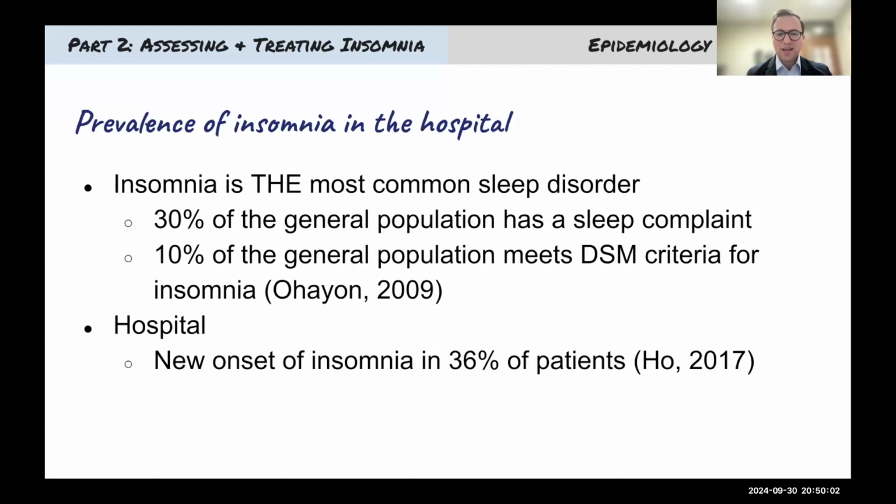For context, insomnia is the most common sleep disorder. It's prevalent in about 30% of the general population with a sleep complaint, and 10% of the general population will meet the DSM criteria for insomnia. Within the hospital, new onset insomnia can be found in approximately 35% of patients.